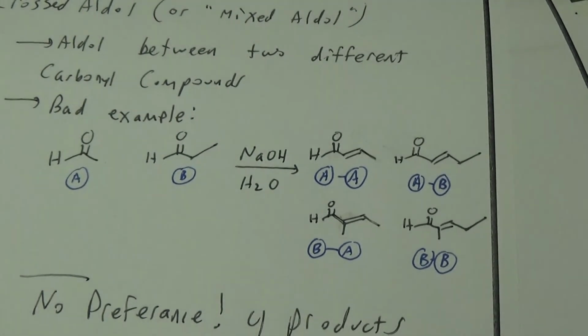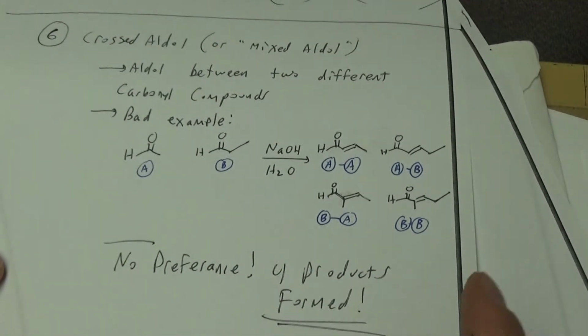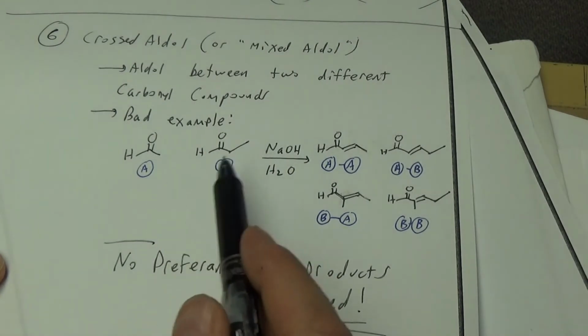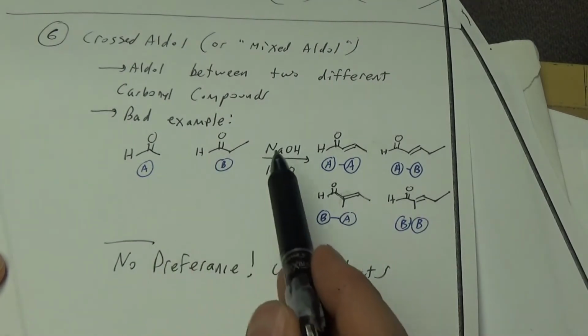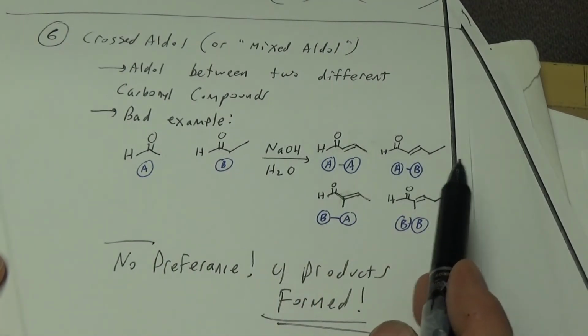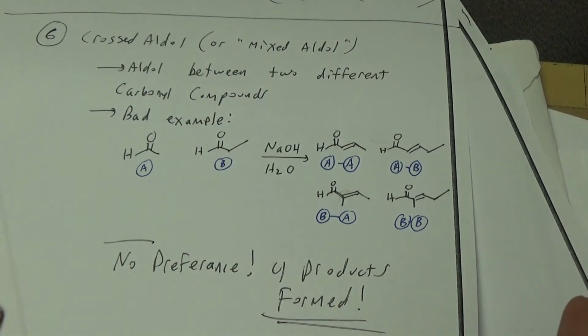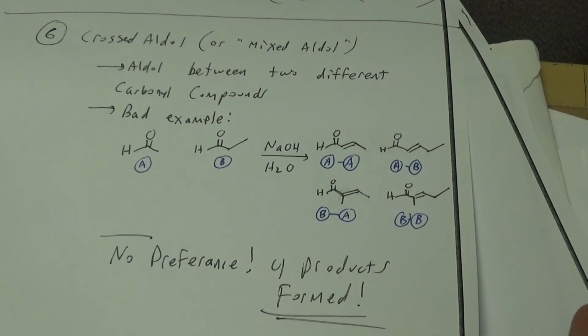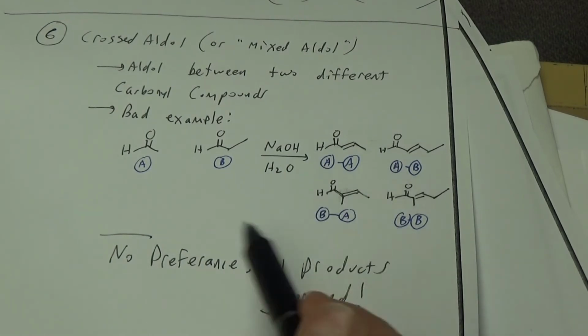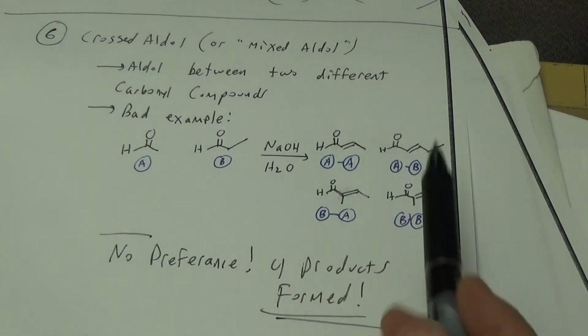So the good example is going to be versions of this reaction where we might be able to get a single product out. Like that's what we want. Organic chemists always want a single product. We don't want 4 products. Okay, so let's talk about ways to maybe prevent 4 products from forming.